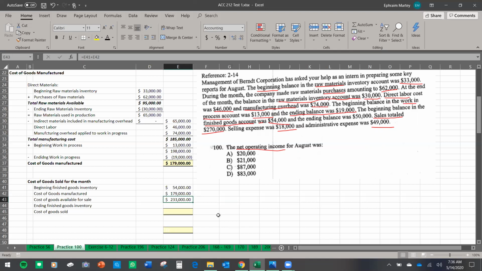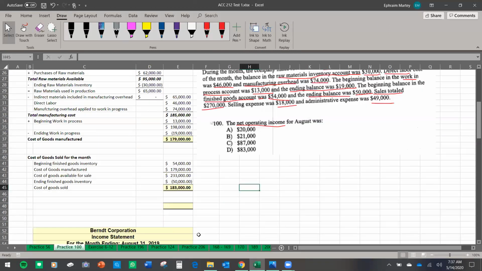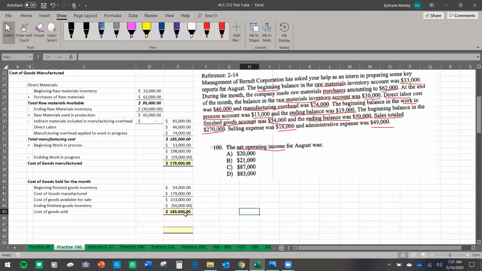That is 233,000. Now we're going to subtract the ending goods inventory from it. What is our ending goods inventory? Let's look for it here. Let me draw the cursor. Ending goods inventory, ending balance was 50,000. So we're going to subtract that, and we add those two together. That gives us 183. So our cost of goods sold is 183,000.